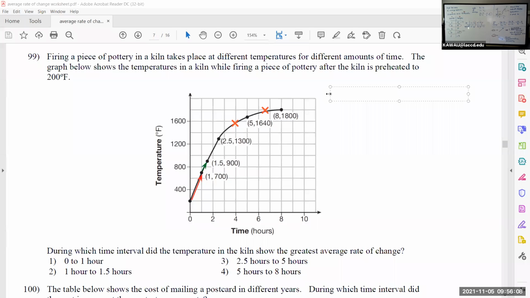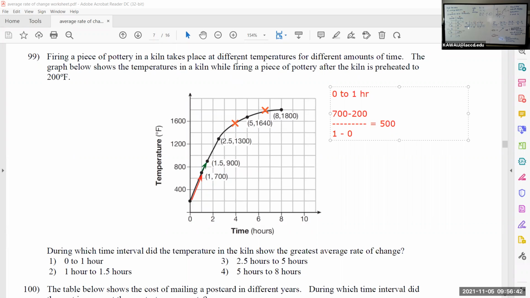So if we look at the 0 to 1 hour, it is 700 minus, oh, sorry. Yeah, 700 minus, and over here, it looks like we're starting at 200, divided by 1 minus 0, and that's going to be equal to 500.